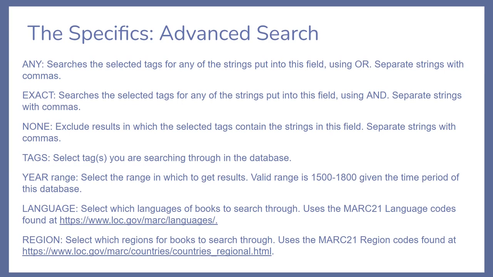Region. Select which regions for books to search through. Uses the Mark 21 region codes found at this website. For example, use CR for Costa Rica.